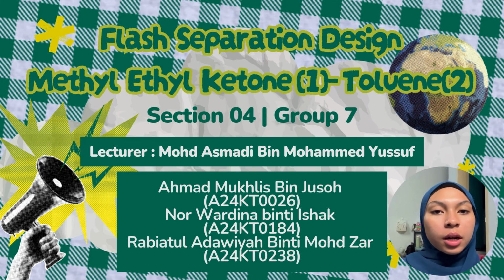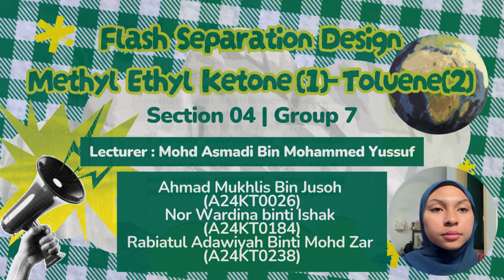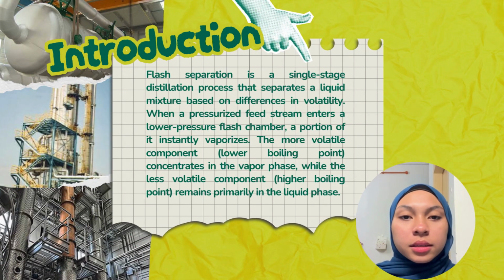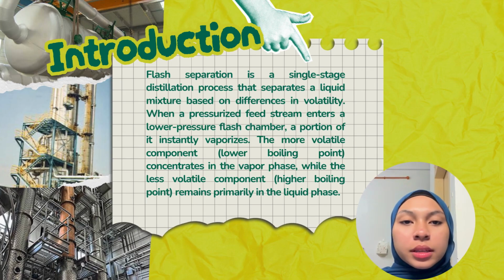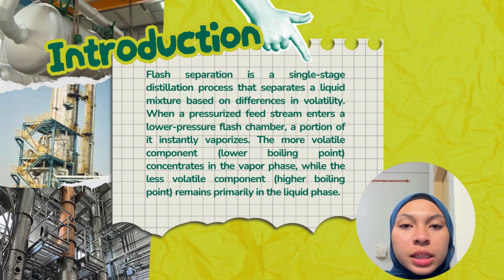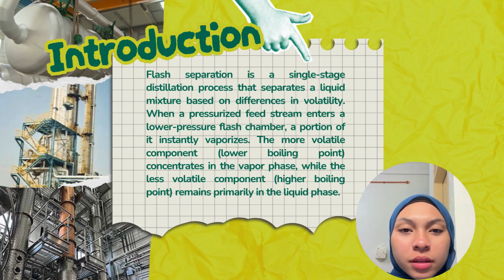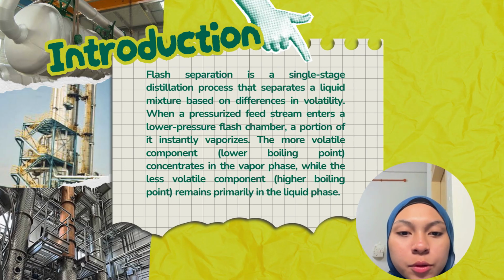We will explain the flash separation design of methyl ethyl ketone (1) and toluene (2). Flash separation is a single-stage distillation process that separates a liquid mixture based on differences in volatility. When a pressurized feed stream enters a lower pressure flash chamber, a portion of it instantly vaporizes. The more volatile component, with the lower boiling point, concentrates in the vapor phase, while the less volatile component, with the higher boiling point, remains primarily in the liquid phase.